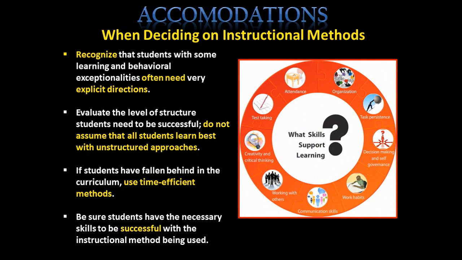Accommodations. When deciding on instructional methods, recognize that students with some learning and behavioral exceptionalities often need very explicit directions. Evaluate the level of structure students need to be successful. Do not assume that all students learn best with unstructured approaches. If students have fallen behind in the curriculum, use time-efficient methods. Be sure students have the necessary skills to be successful with the instructional method being used.